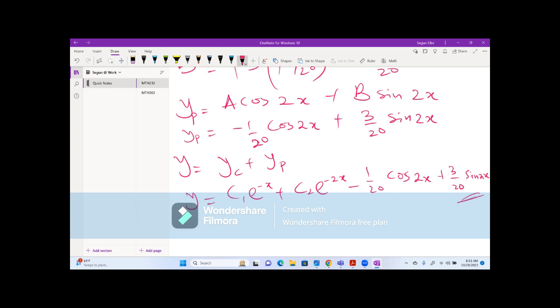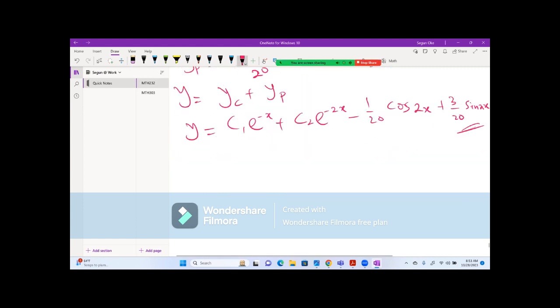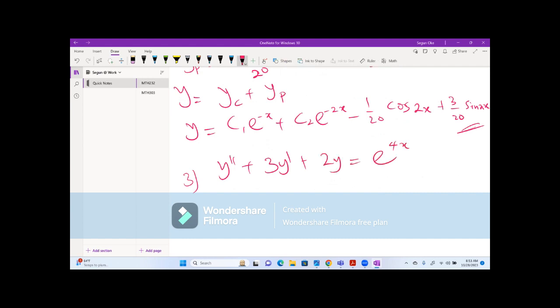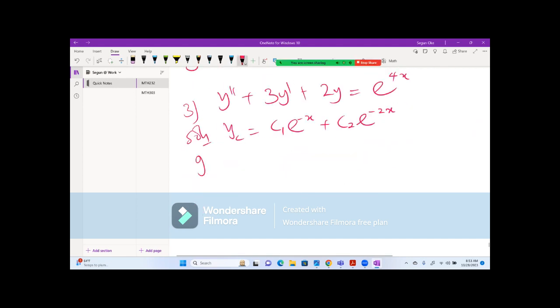So let's look at the last option, which is exponential. Let's look at the exponential aspect of it. If you have exponential, let's say number 3 now, we have y prime prime plus 3y prime plus 2y equals exponential 4x. If I have it at exponential 4x, what's going to be my resolution? Don't forget my YC is the same as C1 exponential minus x plus C2 exponential minus 2x. Then the g of x will be exponential 4x.